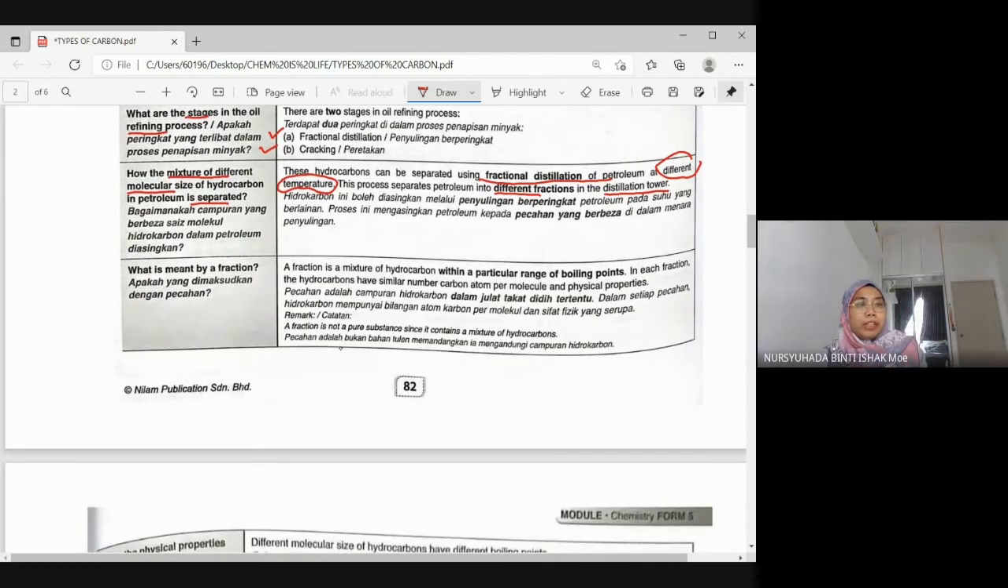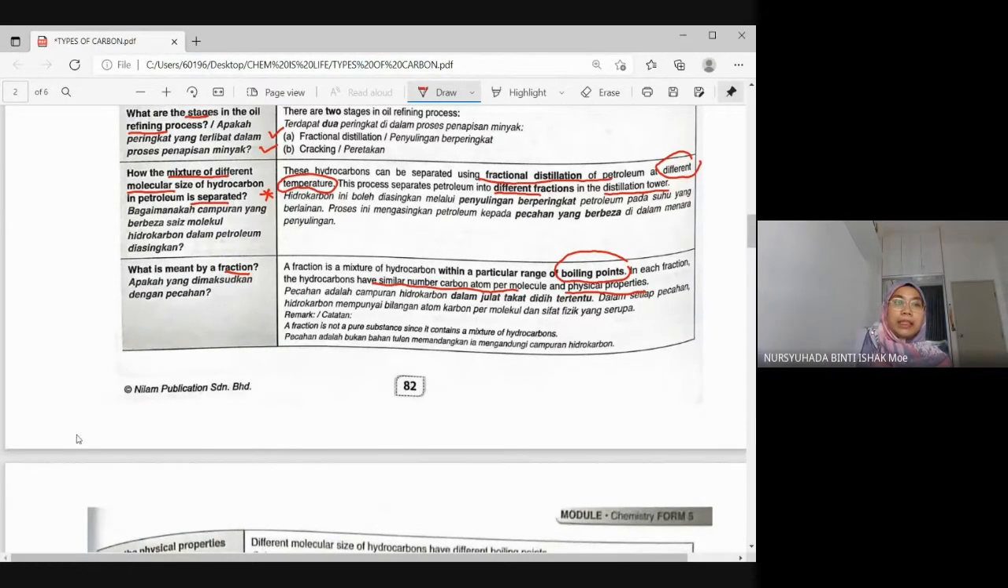So what is meant by fraction? Apa yang dimaksudkan dengan pecahan dalam distillation tower ni? So a fraction is a mixture of hydrocarbon within a particular range of boiling point. Dia depends on the boiling point. Tadi Kak Atta dah cakap kan, based on temperature. In each fraction, the hydrocarbon have similar number of carbon atoms per molecule and physical properties. Mean each fraction tu kalau kita nak pisahkan dia, usually bilangan karbon dia lebih kurang sama. Physical properties dia pun lebih kurang sama. So kita boleh letak dia satu tempat.